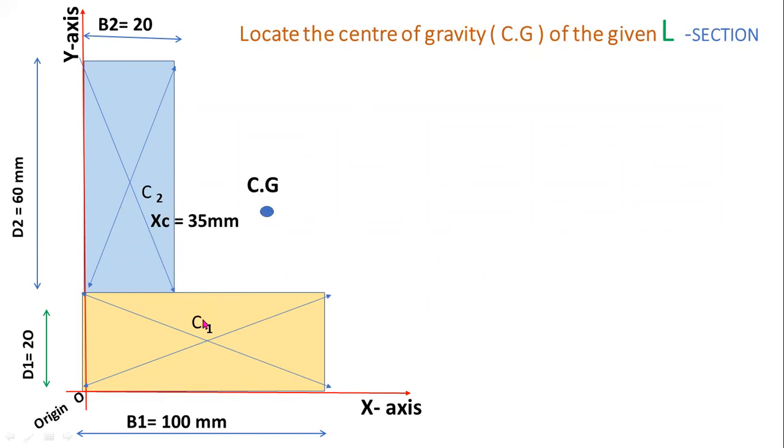C1, C2 are the individual centers. Now CZ equal to, here XC is the distance of centroid from YY axis, and YC is the distance of centroid from X axis. So this is the position of a centroid or center of gravity of an L section. This is the final position of the centroid. C1, C2 are the individual centers. CZ is the centroid or center of gravity of an entire section.